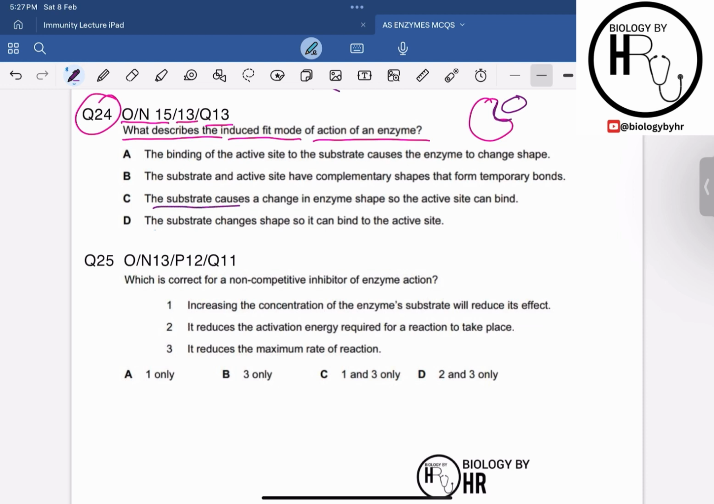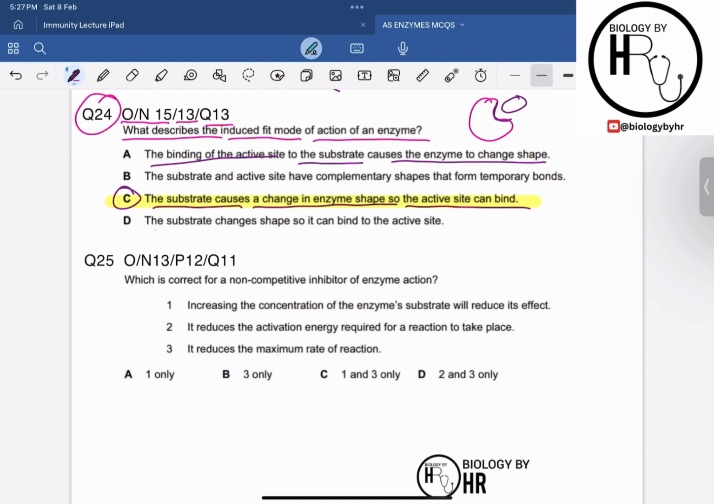The substrate causes a change in the enzyme shape so that the active site can bind. This is the key feature of the induced fit theory, making it the correct answer. If I talk about the other statements as well, the binding of the active site to the substrate causes the enzyme to change shape. This applies to both the lock and key and the induced fit theories. So it is not unique to the induced fit model, right?